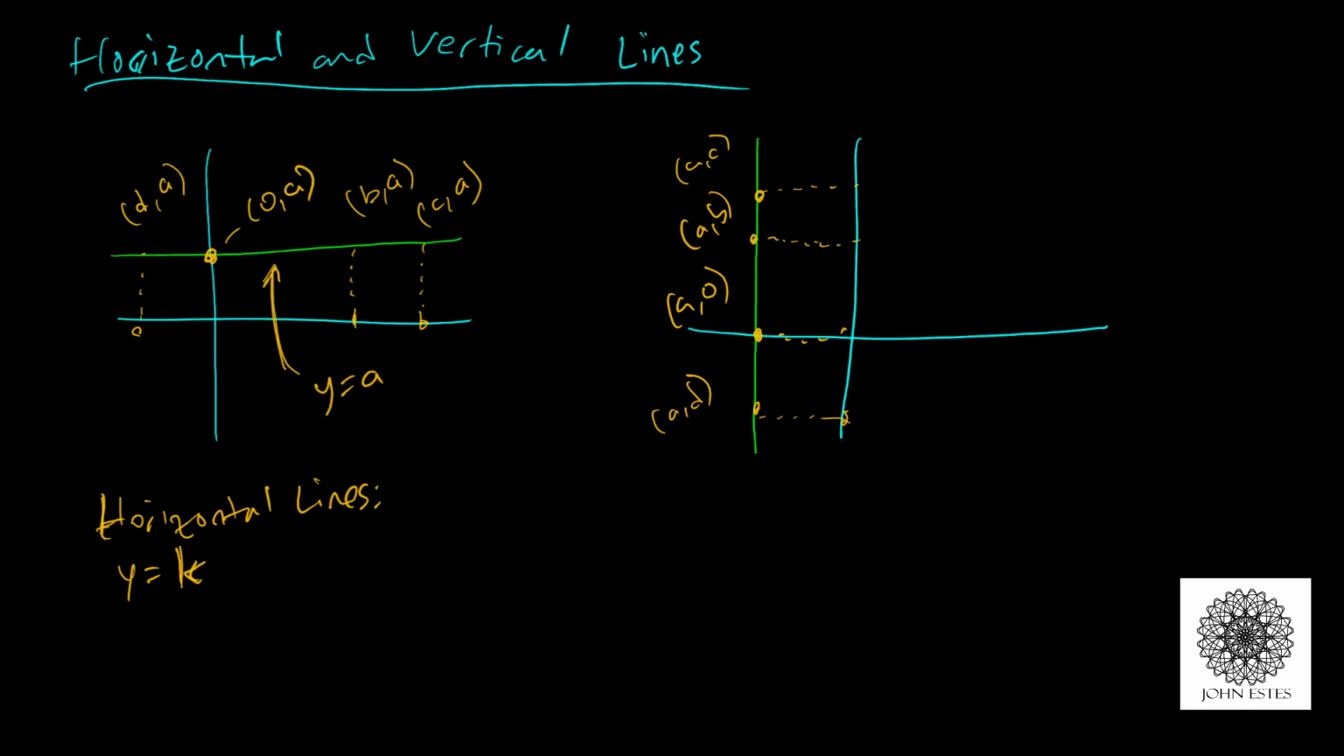So because of this, I don't need two variables to characterize this line. I can have x equals a constant. X equals a constant characterizes this vertical line.